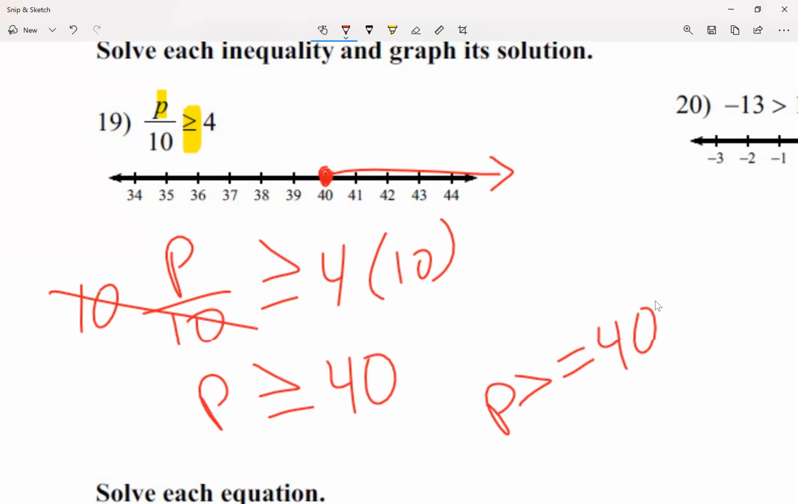Let me repeat what I just said a few seconds ago. When we multiply or divide by a negative, we flip the sign.